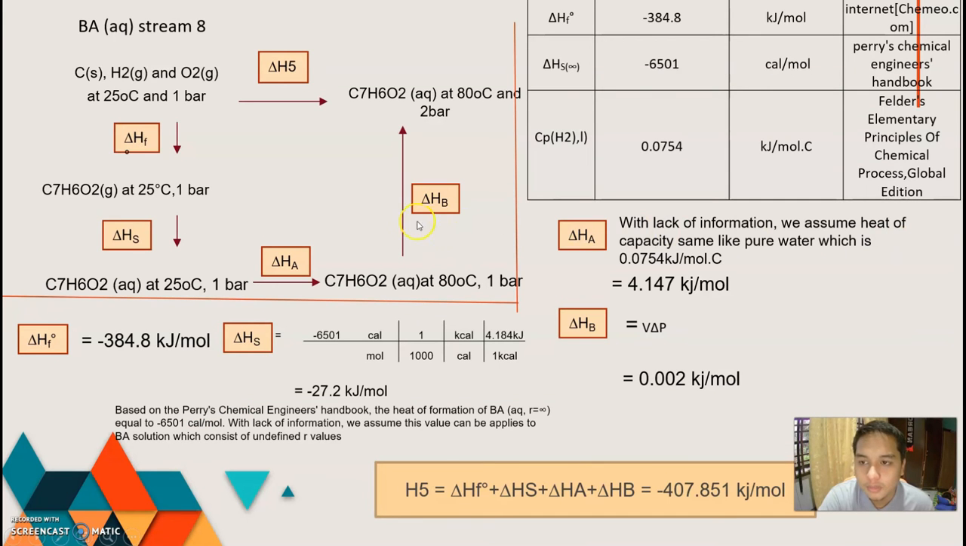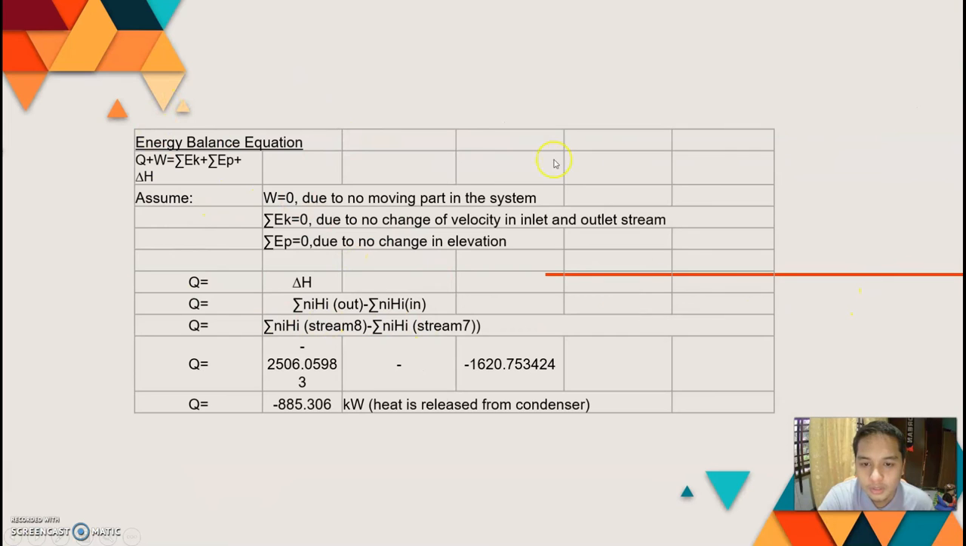For the benzoic acid aqueous in stream 8, here we need to use HS, which we assume to be negative 6501 calorie per mole, and we change it to kJ per mole. We take this from Perry's Chemical Engineers' Handbook. And for the HA, we assume that it is the same as pure water heat capacity. After getting all the enthalpy, we multiply by the molar flow rate, and we get the heat release, which is 885.306 kilowatt released from the condenser.